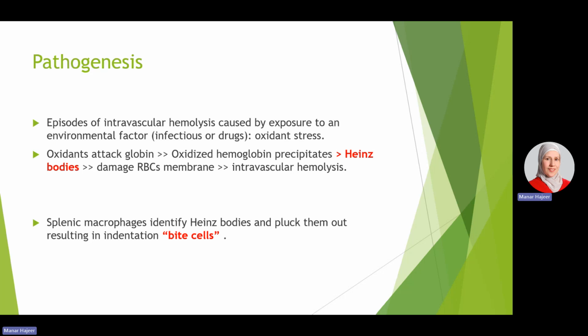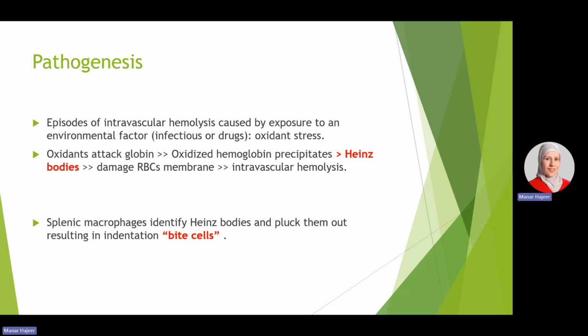In the pathogenesis of this disease, episodes of intravascular hemolysis will take place by exposure to any environmental factor, whether infectious or drugs, leading to oxidant stress. Oxidants will attack the globin in the red blood cell. Oxidized hemoglobin will precipitate in the red blood cell and lead to the formation of Heinz bodies. These Heinz bodies will lead to damage of the red blood cell membrane, leading to intravascular hemolysis.